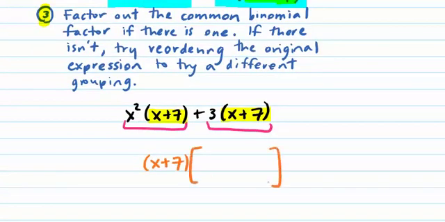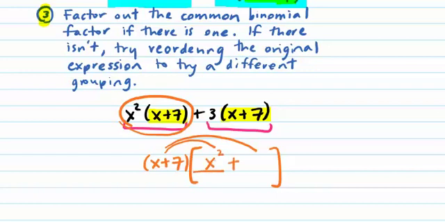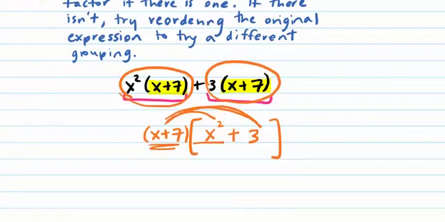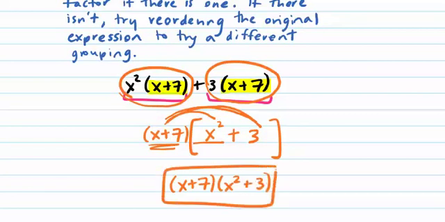if I were to imagine multiplying x plus 7, the factor, back through, x plus 7 times what gets me back to x squared times x plus 7? You need the x squared. And then plus x plus 7 times what gets me back to 3 times x plus 7? I need the 3. That looks a little goofy with the brackets. You really would just answer x plus 7 times x squared plus 3. And that's actually the answer.